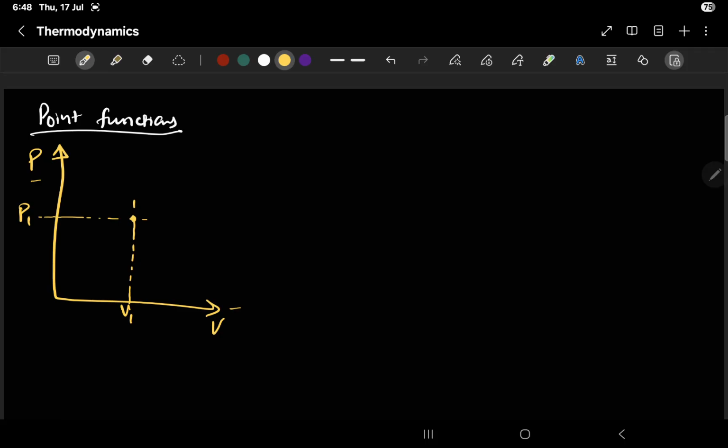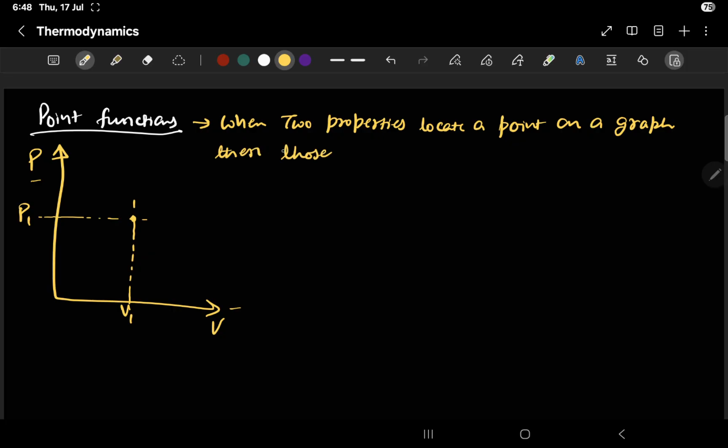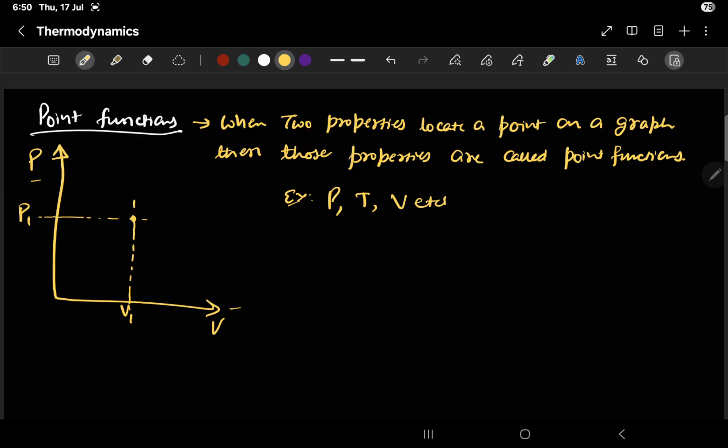When two properties locate a point on a graph, then those properties are called point functions. Examples of point functions are pressure, temperature, volume, etc. These are all called point functions.